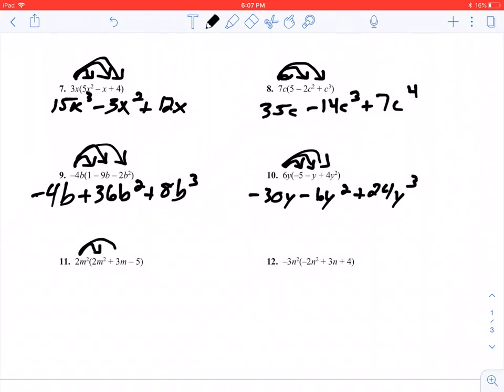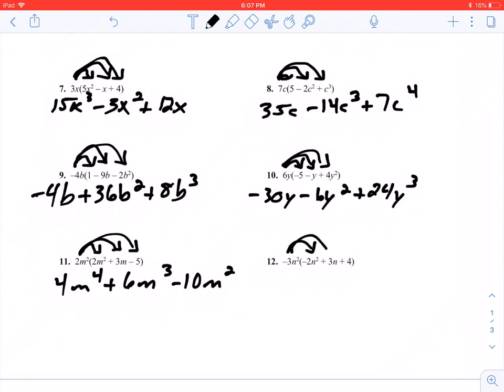This, distribute, distribute, distribute. We have 4m to the fourth. M squared times m squared. Remember, when you're multiplying variables with powers, the powers add. And then we have 2m times 3m, which is 6m to the third, because it's m squared and m to the first. 2 plus 1 is 3. And then 2m squared times negative 5 is negative 10m to the second.